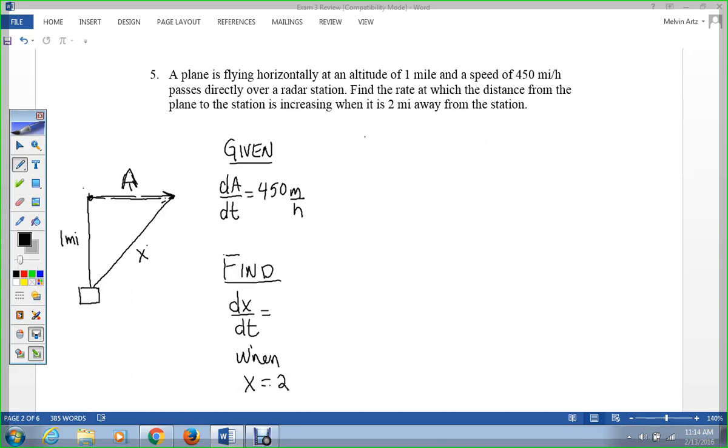So let's see if we can find an equation that relates our variables together now. So we need to relate together a and x in an equation. And we can see here this would be a right angle, so we could use the Pythagorean theorem. Now think about what's happening in this situation.